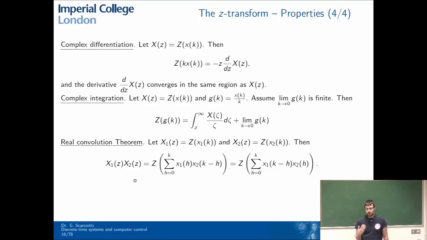Okay? Again, you already saw this property years ago. You maybe don't recognize it, but you saw it, and you use it in basically all courses of systems and signals. So let's look at this case in particular, the real convolution theorem, and let's prove it. First of all, you have to notice that the z transform of the convolution made in this sense or in this other sense is actually the same. So the two convolutions are the same. And so let's prove this formula over here.